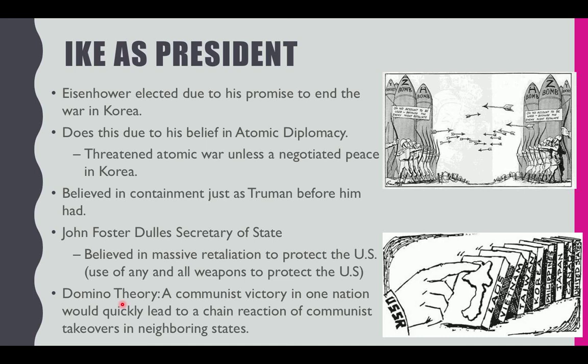You heard of it last year. This is going to be that idea in the picture right over here, that if the communists or the Soviet Union goes ahead and takes control of any of these countries, that once one falls, the rest will fall. So a communist victory in one nation could lead to a chain reaction and communist takeovers in neighboring nations. This is going to be first used by President Eisenhower and his Secretary of State, John Foster Dulles.